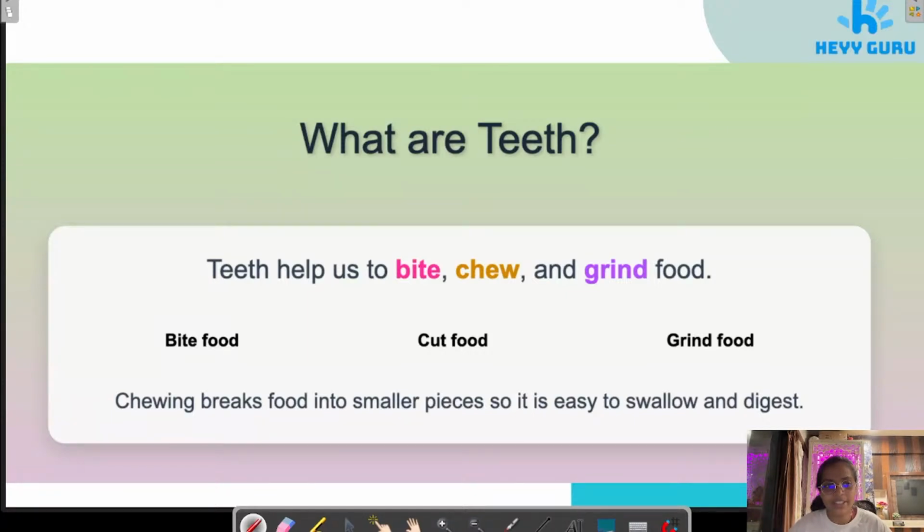If you have any doubt, you can type in the chat box whatever doubt you have. I am looking at your chats too. And I hope you can answer me because we are going to see the questions at the last. So respond accordingly.